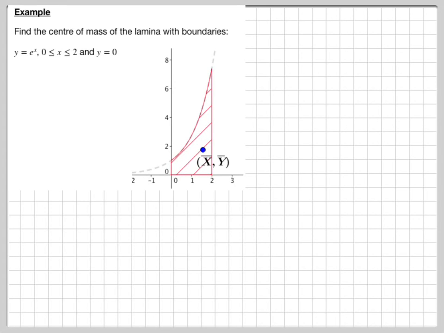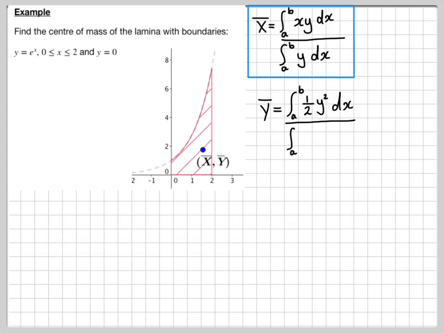In this example, we're going to find the centre of mass of a lamina created from the area as shown, and I've put on a blue dot and called it x bar, y bar, and that's where my centre of mass is going to be. For this example, I'm simply going to use the two given formulae.